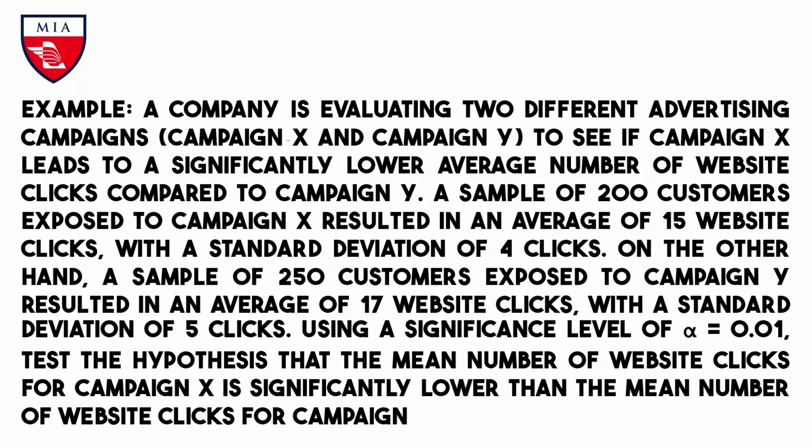Example. A company is evaluating two different advertising campaigns, campaign X and campaign Y, to see if campaign X leads to a significantly lower average number of website clicks compared to campaign Y. A sample of 200 customers exposed to campaign X resulted in an average of 15 website clicks with a standard deviation of 4 clicks. On the other hand, a sample of 250 customers exposed to campaign Y resulted in an average of 17 website clicks with a standard deviation of 5 clicks. Using a significance level of alpha equal to 0.01, test the hypothesis that the mean number of website clicks for campaign X is significantly lower than the mean of website clicks for campaign Y.